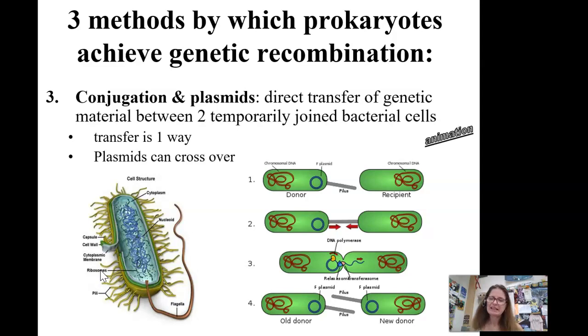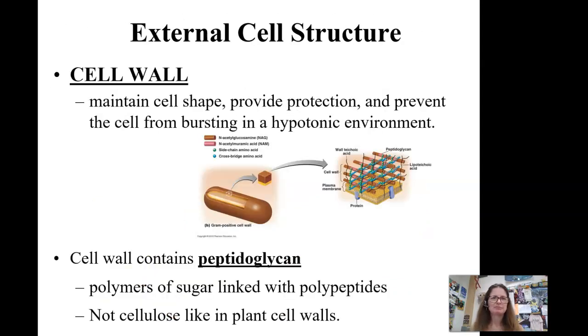Okay, so hopefully seeing it was more helpful than just reading about it. So let's move to the external cell structure for bacteria. Bacteria have cell walls. Yes, plants have cell walls also, but the structure is different. The function is the same: maintain cell shape, provide protection, prevent bursting in a hypotonic environment.